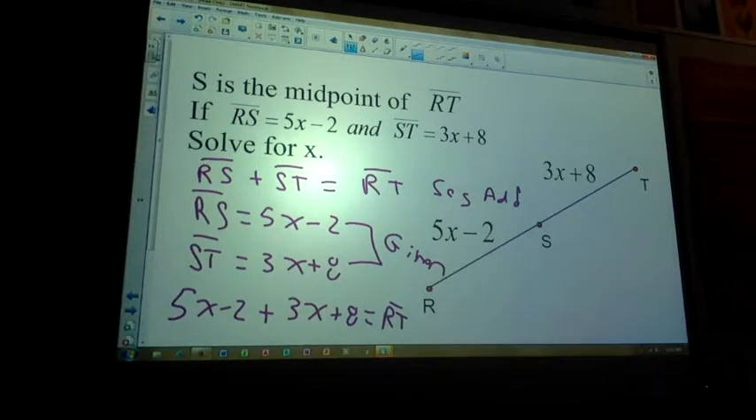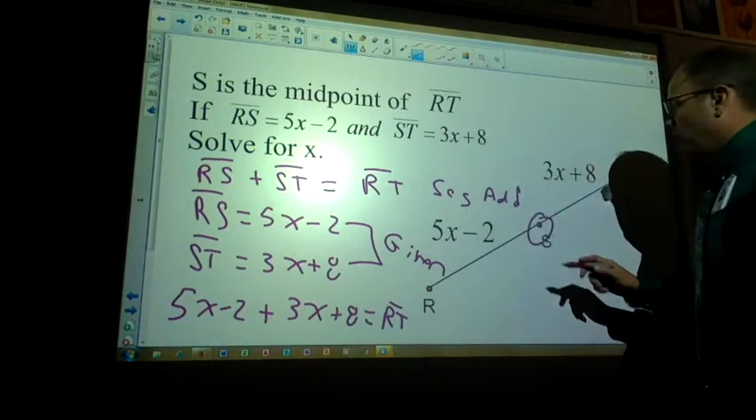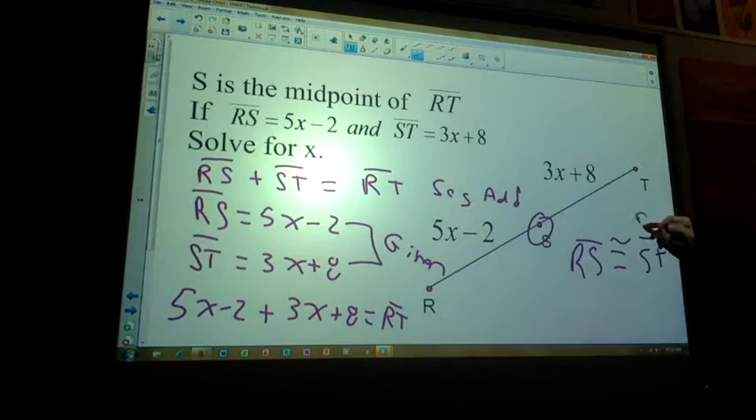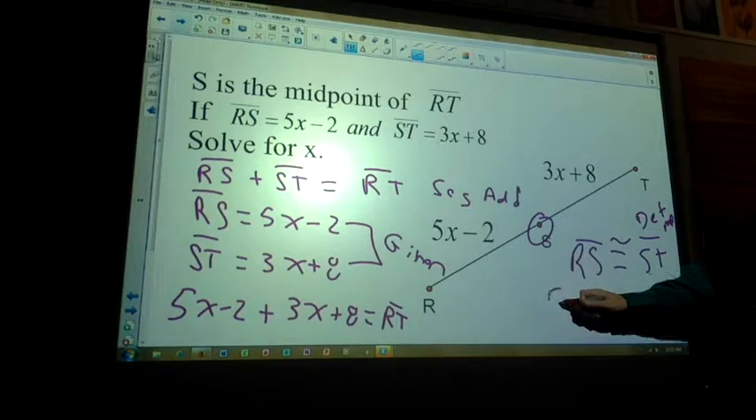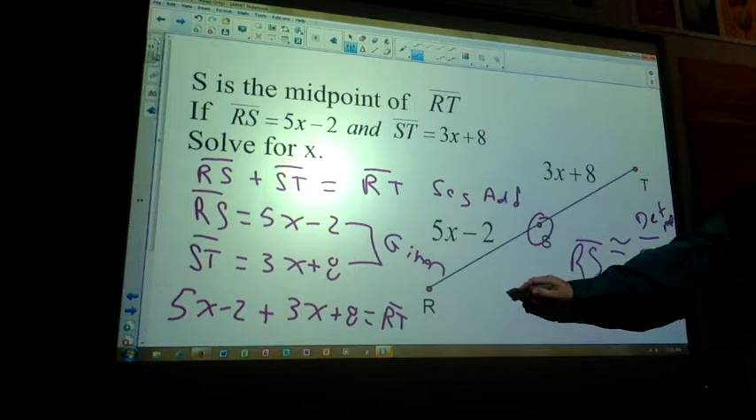S is the midpoint. So by what you know right now, what can you do with this problem? If you know that S is the midpoint, what's okay to say? Yeah. RS equals ST. Okay. So, I mean, I could go through this. Segment addition. I could state something like that.